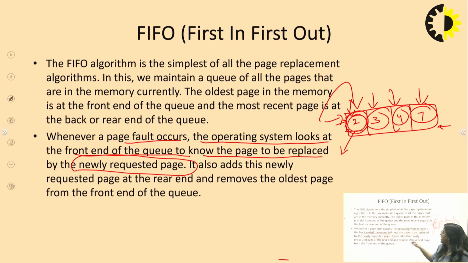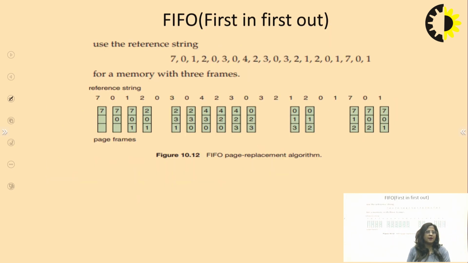So it also adds the newly requested page at the rear and removes the oldest page from the front end of the queue. Now comes the example here. There is the reference string. Reference string means the different types of pages used by the CPU, and these are the pages being demanded and requested. And our memory is 3 frames.